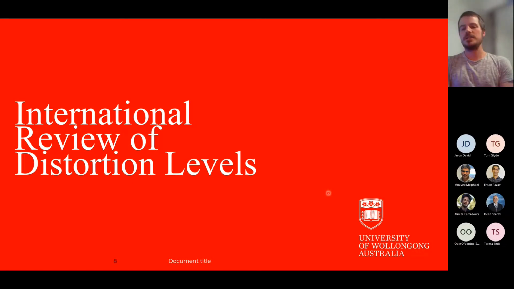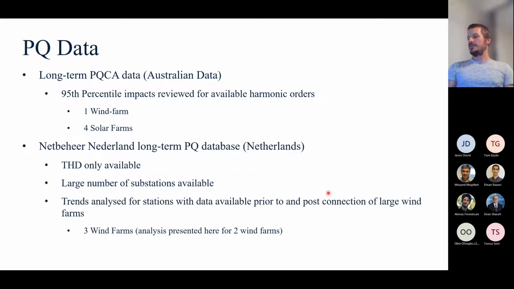All right, so just to get into some of the more technical component of this presentation. As I mentioned, our first step was really to get a handle on what distortion is doing at the moment, because we're now more than half a decade to a decade into connecting a significant amount of renewable energy generation. If something needs to be sorted, then surely we'll be able to see that in trends of distortion as these things connect. So we found two databases.